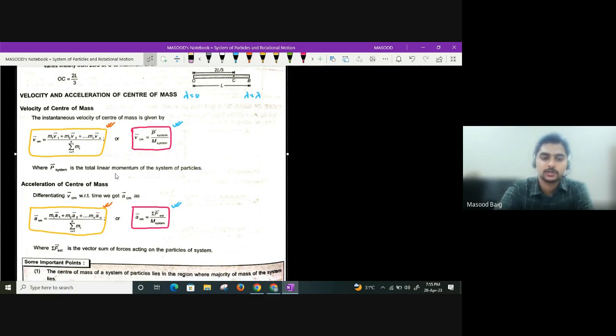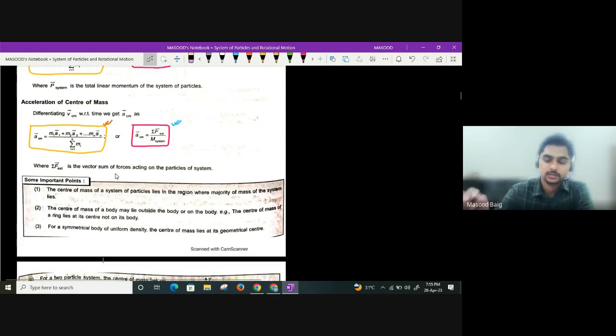Motion of center of mass will get affected only because of external forces, guys. Properties also I've told you again. Center of mass of particles lies in a region where the majority of mass of the system lies, as I've told you just now. Again, it may lie outside the body or on the body. Yes or no? For symmetrical uniform objects, it will lie at their geometrical center. This also we have discussed. And the very basic thing is this, guys. Suppose I have two masses, m1 and m2, let us say they are separated by a distance d. They will ask you where is the location of center of mass.